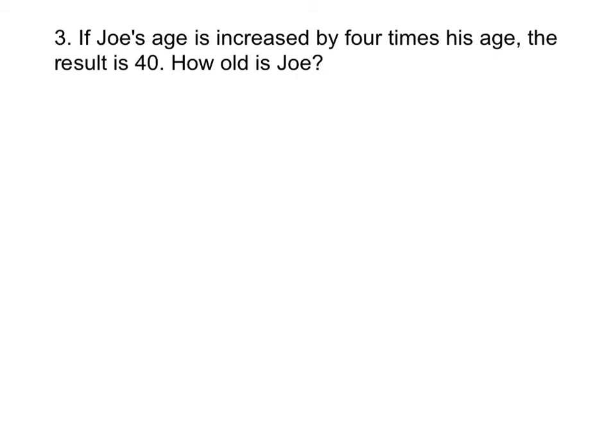Example number 3. If Joe's age is increased by 4 times his age, the result is 40. How old is Joe? Step 1, we have to find Joe's age. So x is going to equal Joe's age. So every time I see the word age, which here it is and here it is, we're going to plug in x.